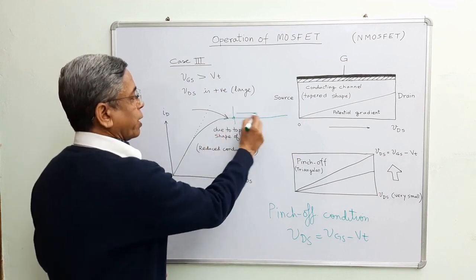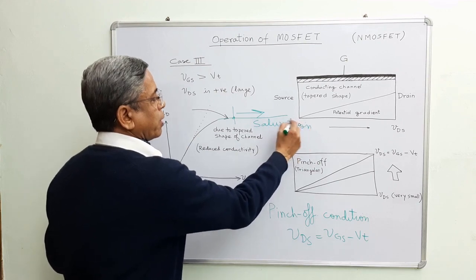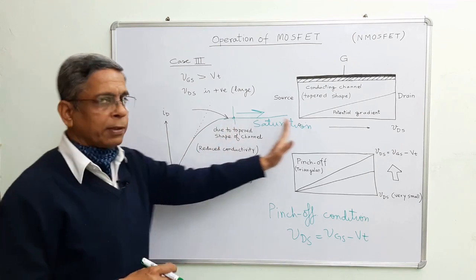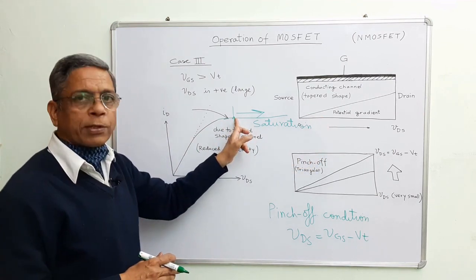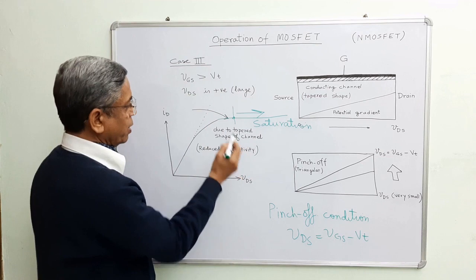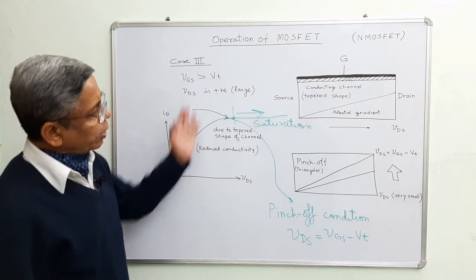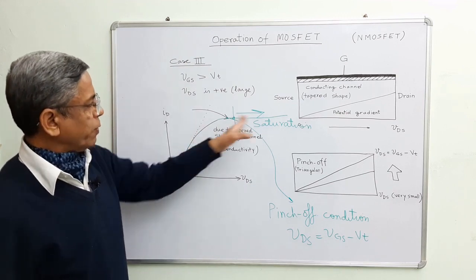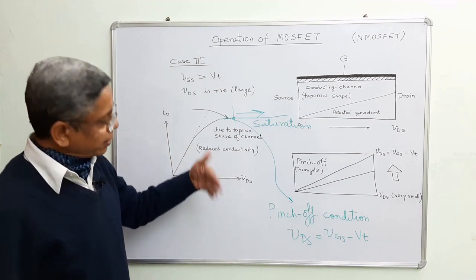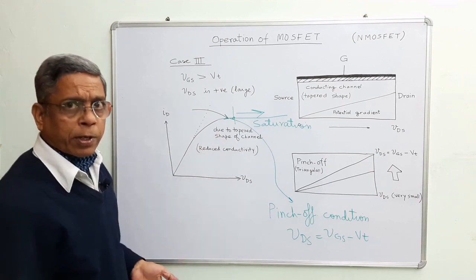Beyond this point, this region is called saturation. Earlier I told you this part is called the linear part, this part is called the saturation part, and current remains constant whatever it was at this value, and this point is called the pinch-off point, pinch-off condition. This is all about the shape of the output characteristic between ID and VDS. Let us see a total picture of ID versus VDS in the next shot.